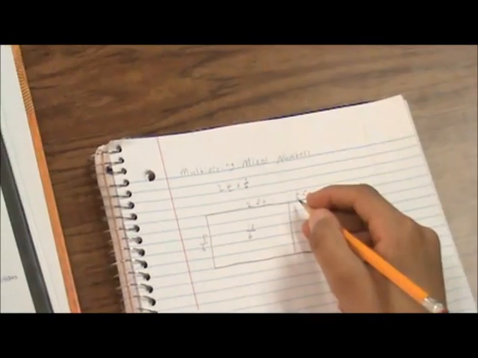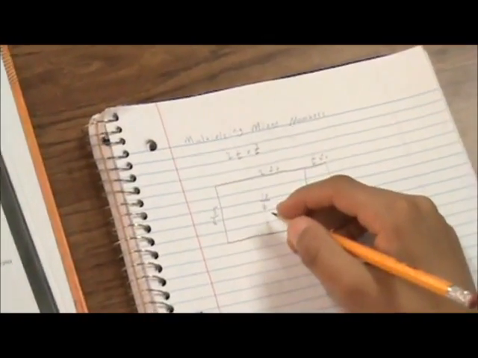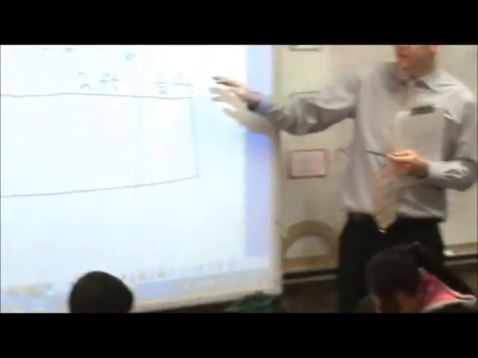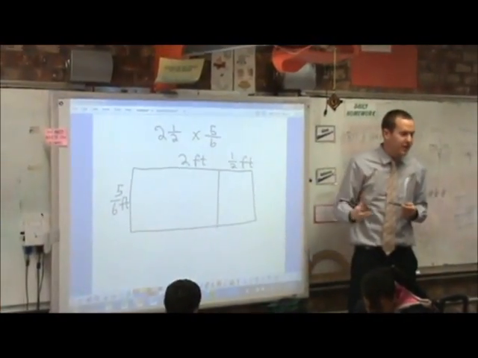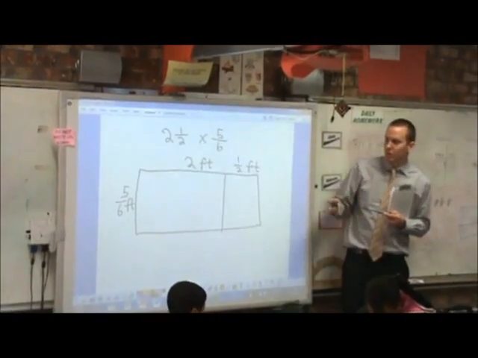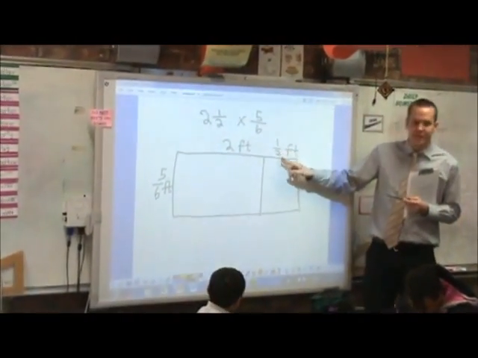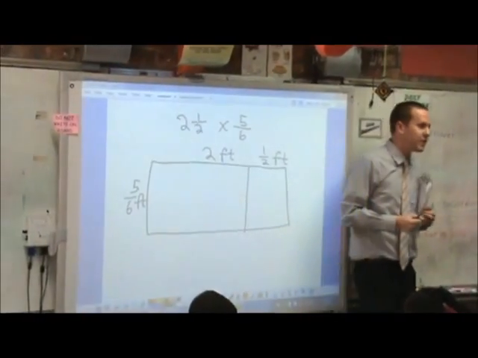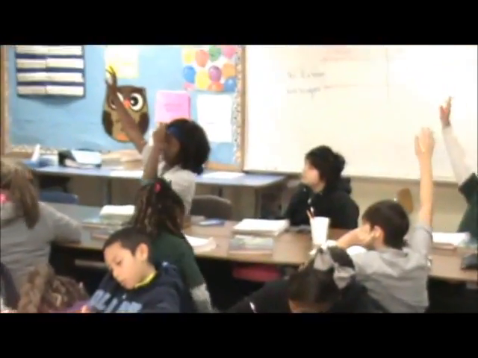Now, like we said, we need to find the area of this shape by multiplying the length times the width. Now, we haven't gone over how to multiply a whole mixed number by a fraction yet, so we're breaking it up into 2 separate parts. We're breaking it up into 2 times 5/6, and then 1/2 times 5/6. So who can give me 2 times 5/6? Show of hands.